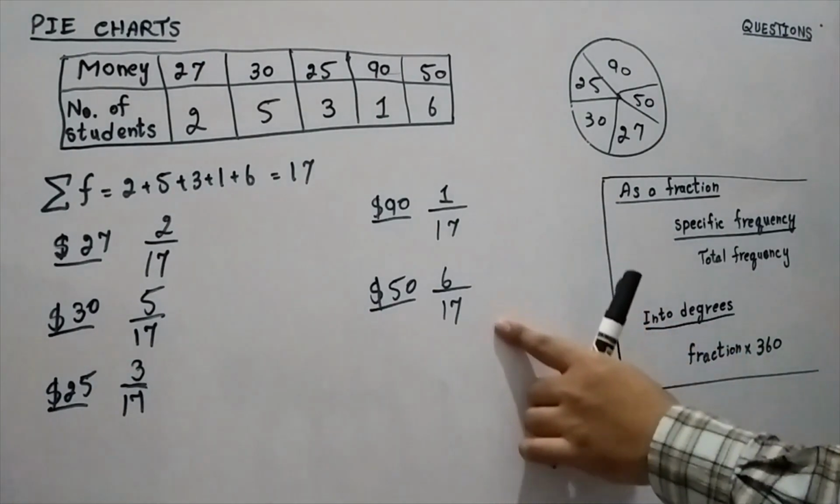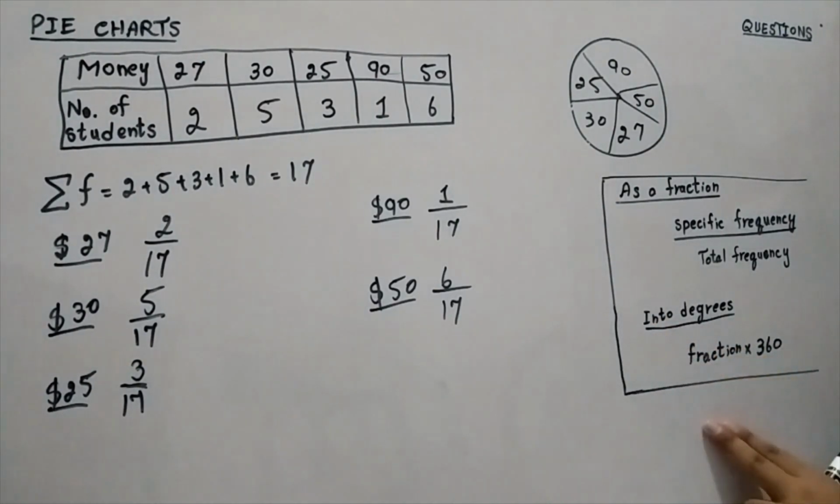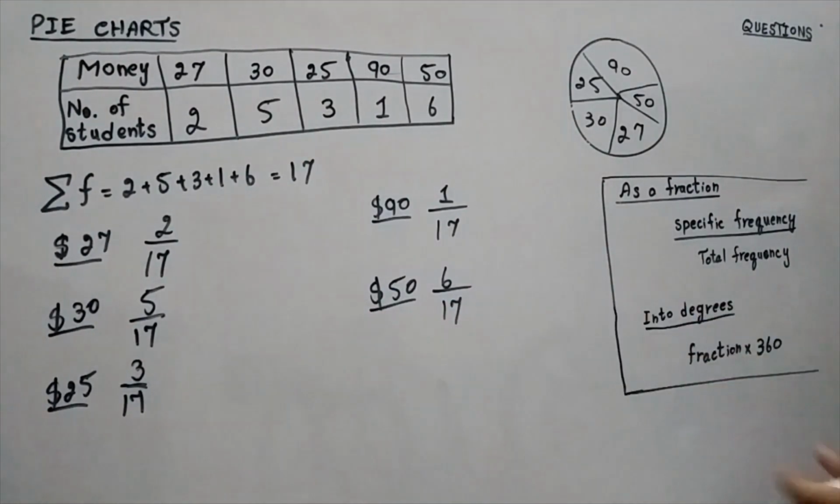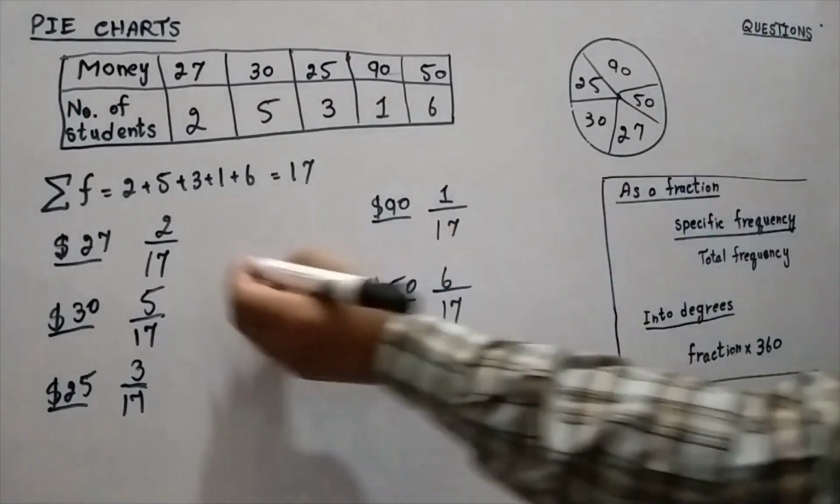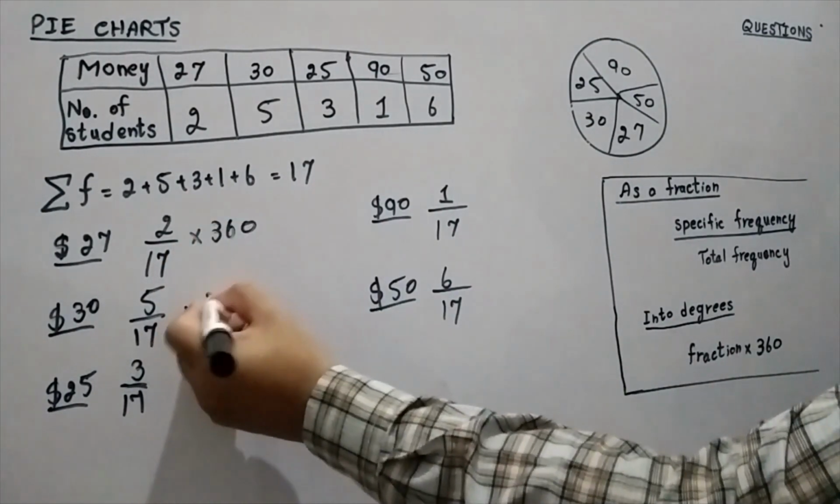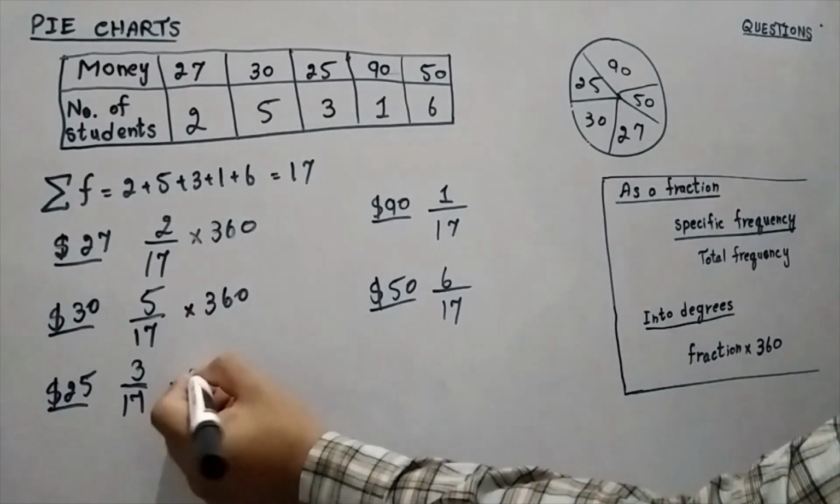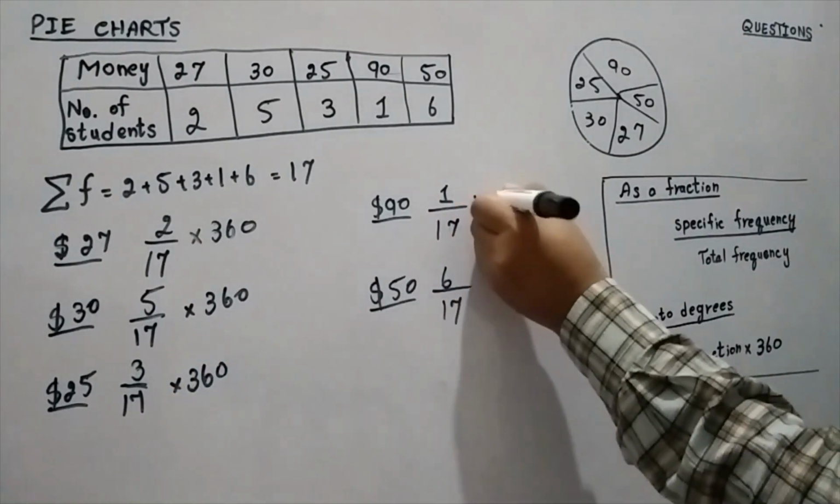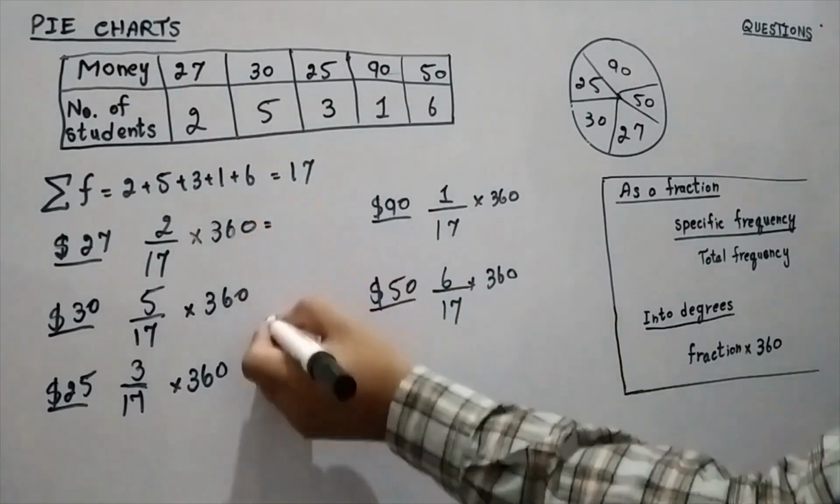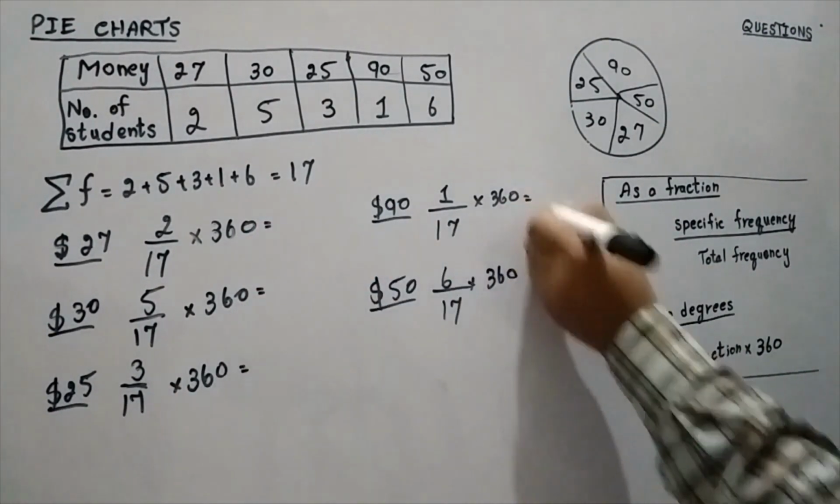Let's take this example, 6 over 17. I can say 6 over 17 of the total circle will give us the degrees of that particular category. So let's multiply each fraction with 360. So I will multiply here 360, here 360, here 360, here 360, and here 360. Okay, so let's find the degrees.